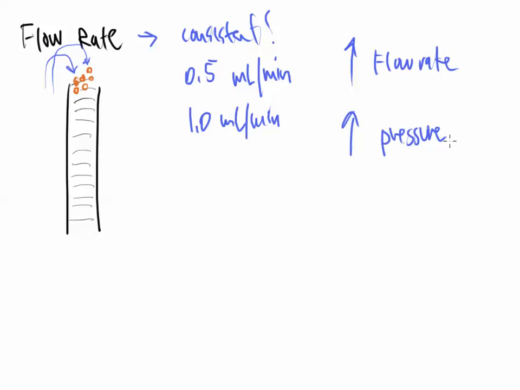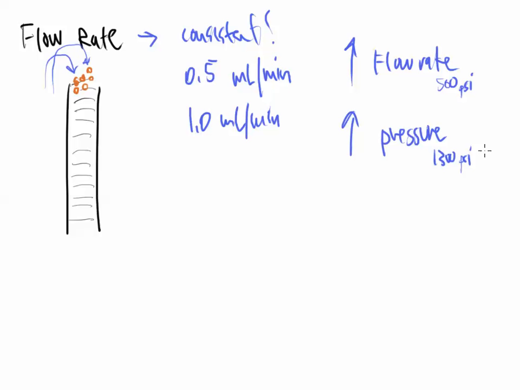Does it double? Is there a direct relationship between the two values? And the answer is no. On our instrument with Shimadzu, a flow rate of about 0.5 will give us about 500 psi as far as pressure goes. If we jack that up to 1 mil a minute, our pressure then goes to about 1300 psi.